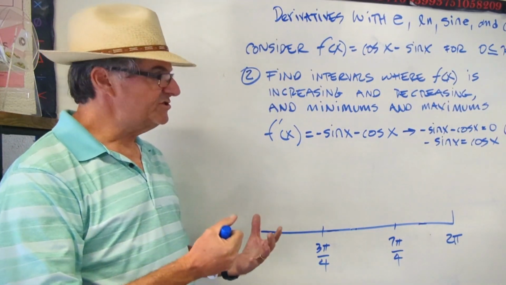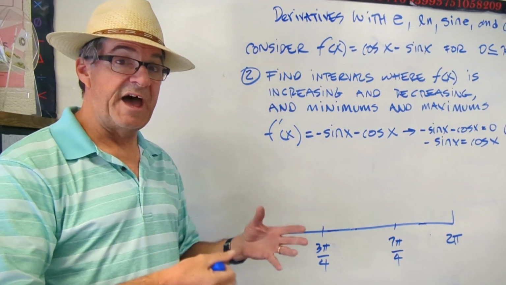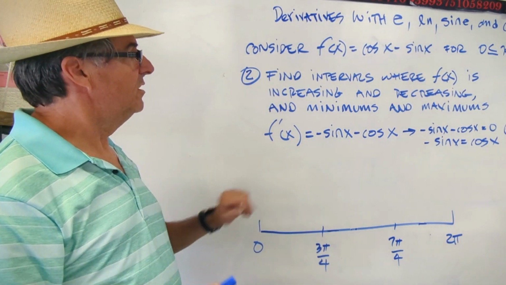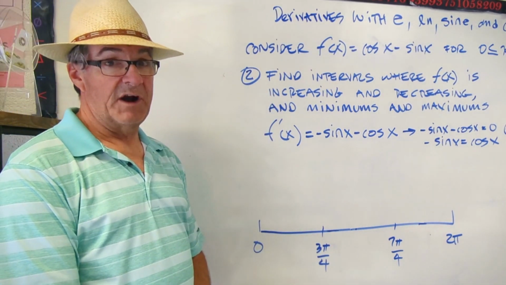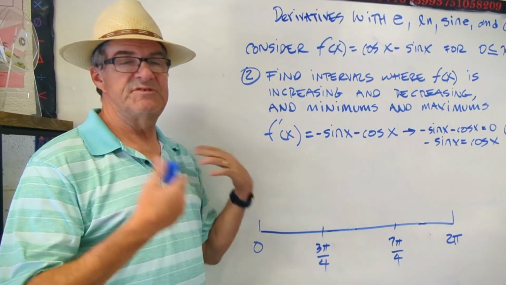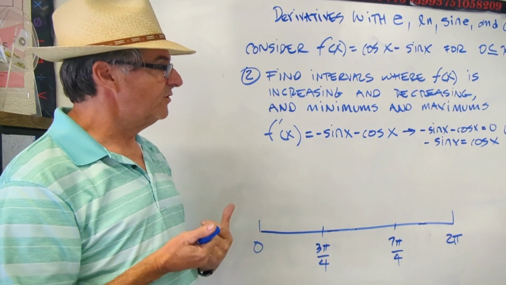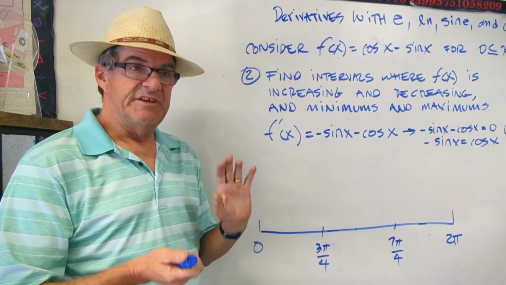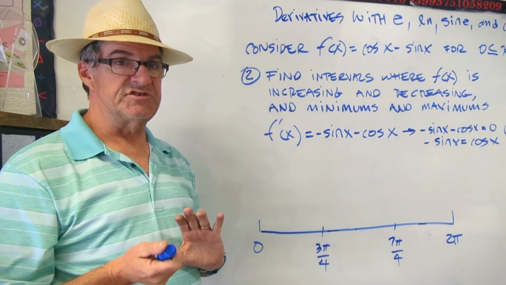Okay, I've prepared a bunch of things. I'm just going to walk you through that. So, number 2, find the intervals where f of x is either increasing or decreasing, and find the maximums and the minimums for that interval. So what we're going to try to do is figure out what our function is doing.